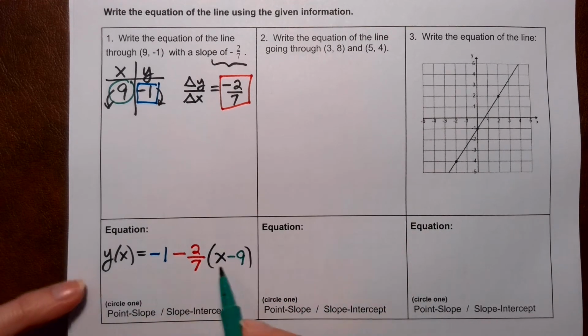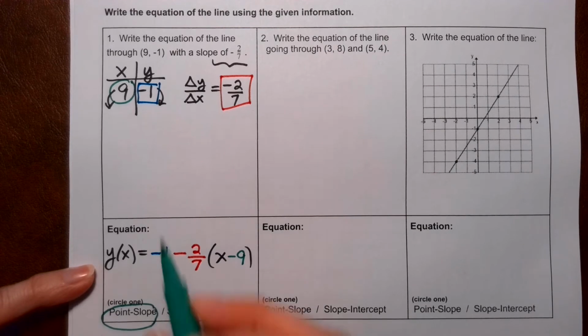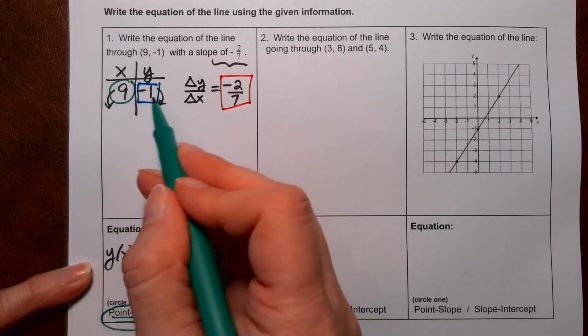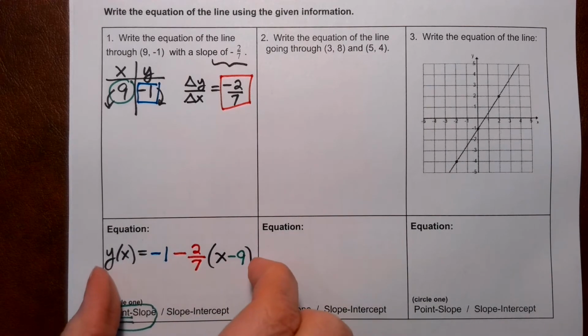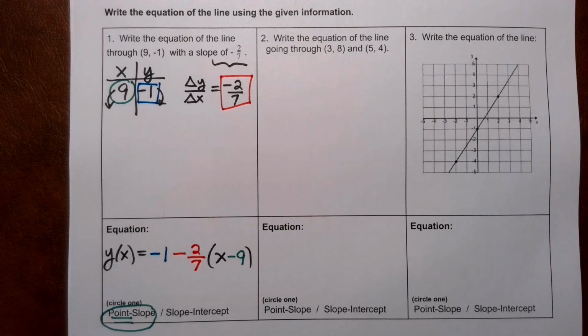And what kind of an equation is this? This is a point slope equation because my starting point was just a random point. When you have any point here, it's point slope. This is the longer form.